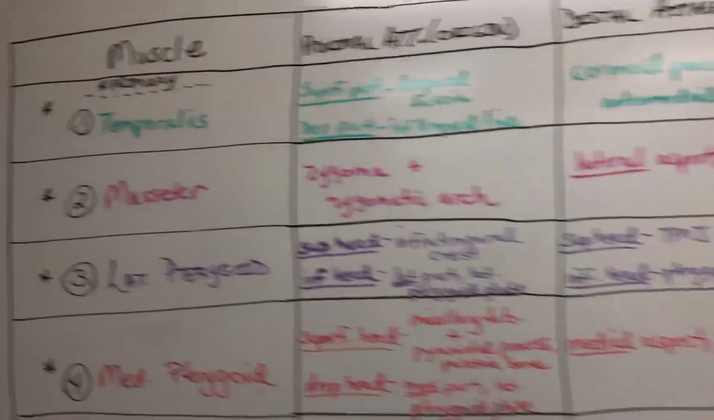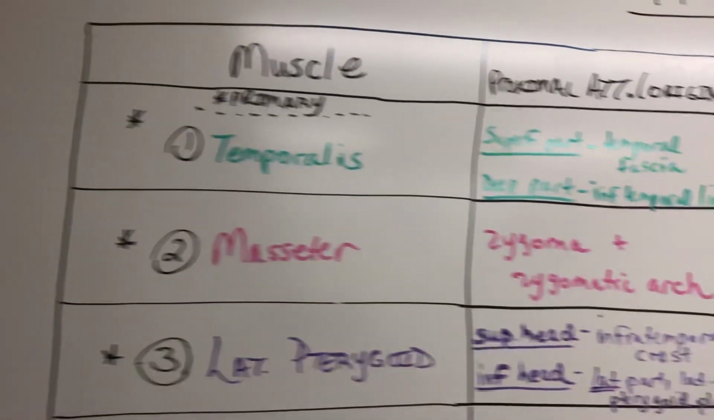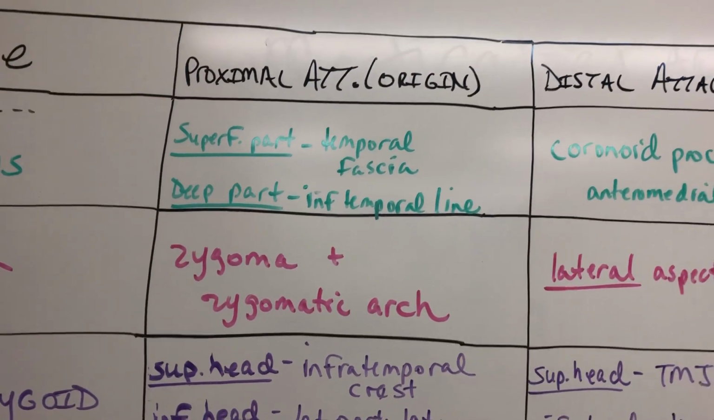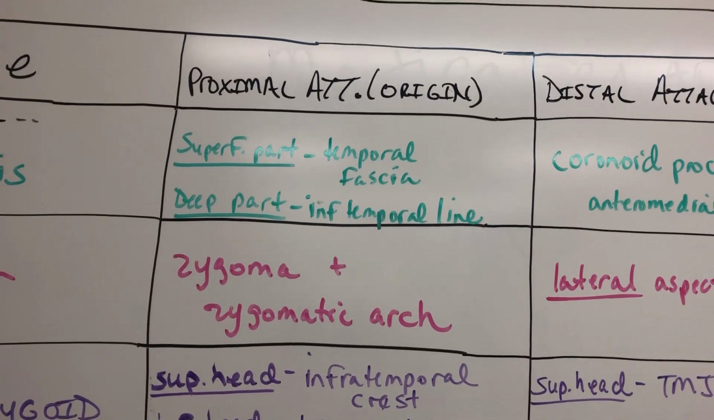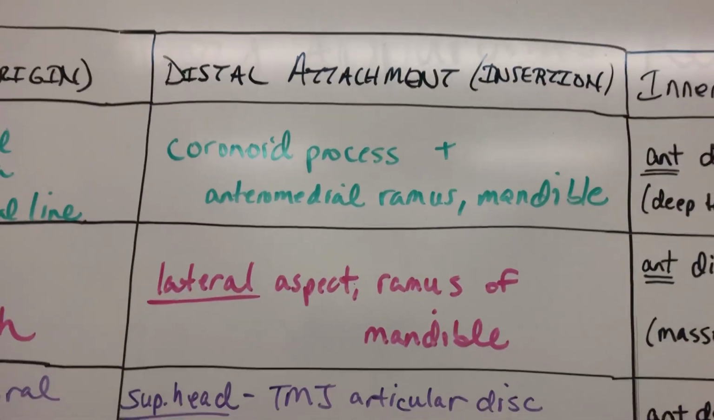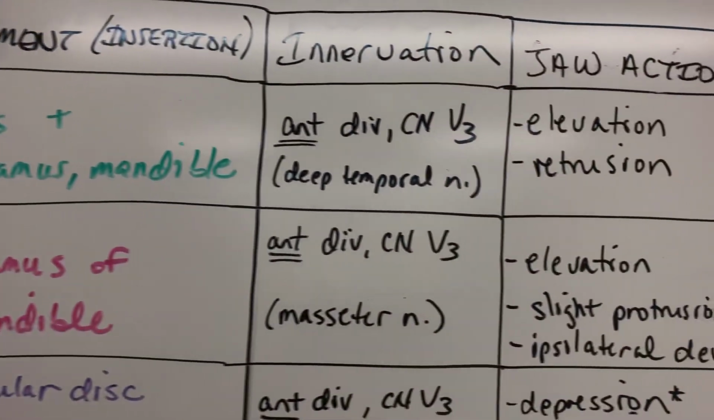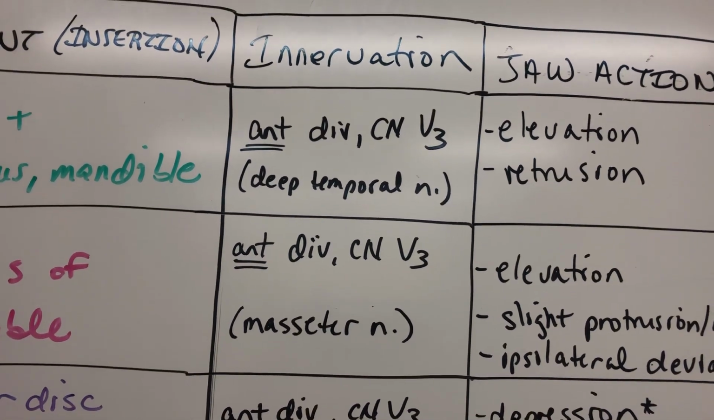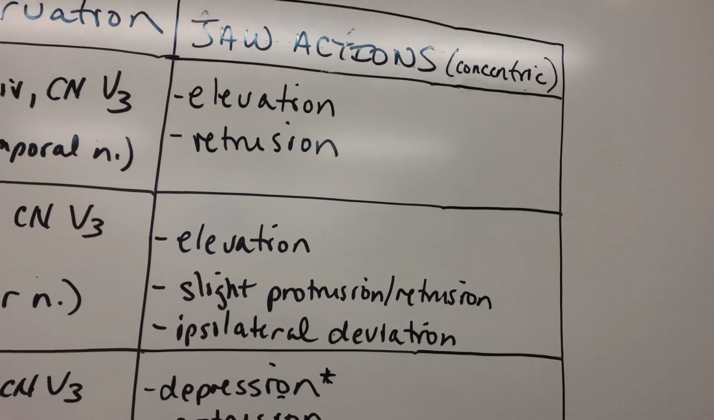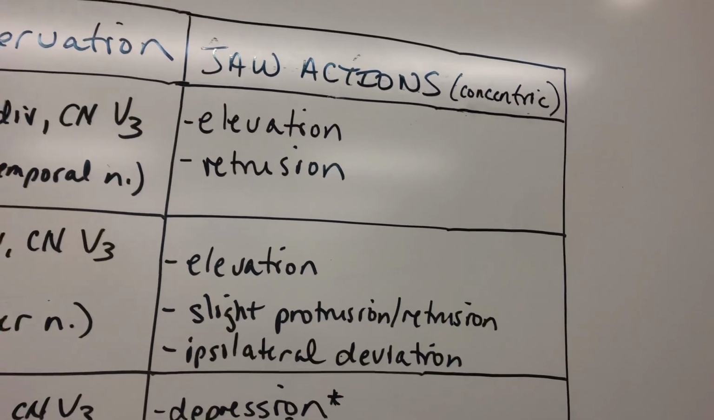Moving to masseter. Masseter is a major muscle of mastication, a primary muscle. It's the strongest of all four. This muscle's proximal attachments come from the zygoma, which is the central part of the zygomatic bone, as well as the zygomatic arch, which is formed by the zygomatic process of the temporal bone and the temporal process of the zygomatic bone. The distal attachment, or the insertion, is the lateral or external aspect of the ramus of the mandible. Its innervation is again the anterior division of V3, otherwise known as the masseteric branch, and it does elevation, a little bit of protrusion and retrusion, and then ipsilateral deviation. By far, its best action is elevation.